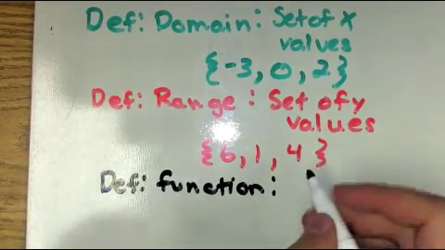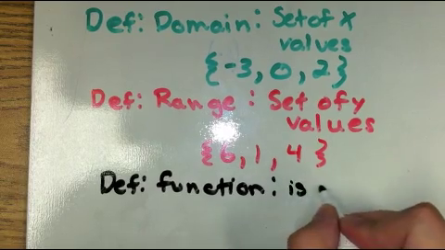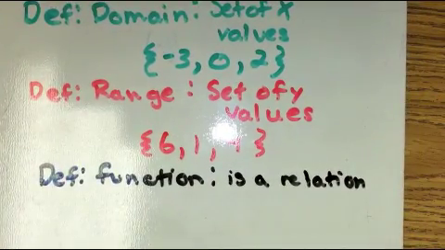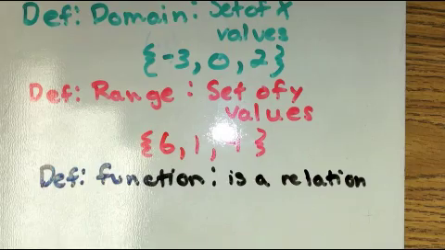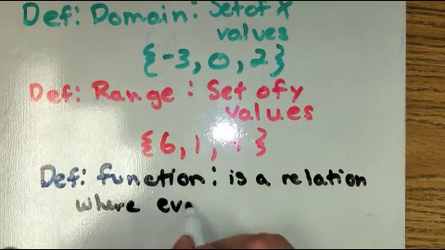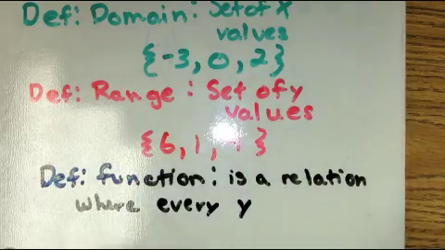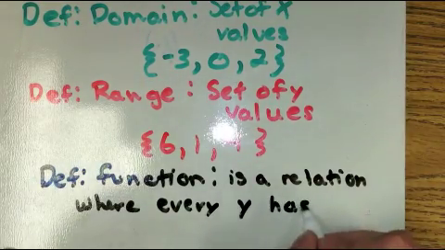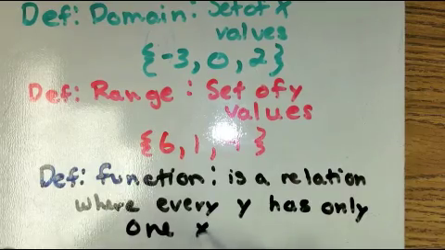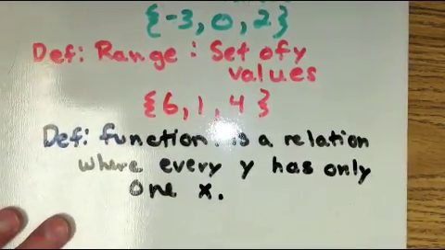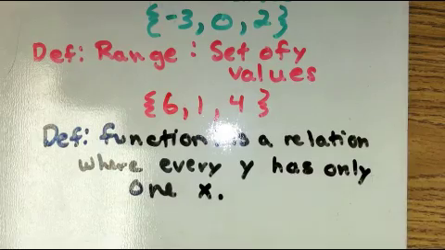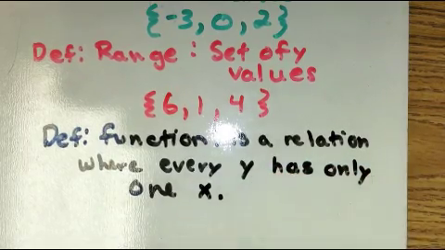Okay? We are going to say it is a relation, where every y value has only one x value. Okay, so it's a relation. So is it a set of ordered pairs? You got it. But every y value has only one x value.